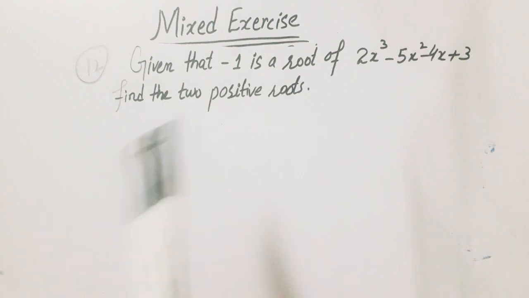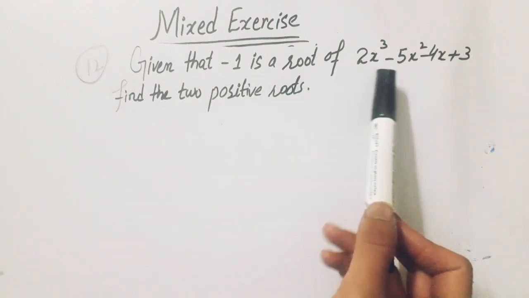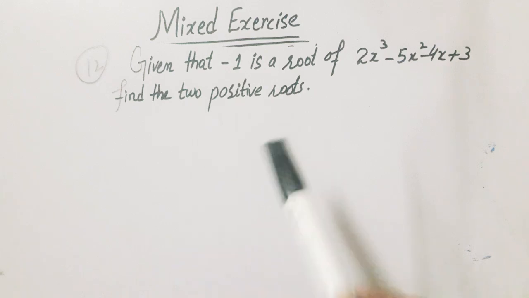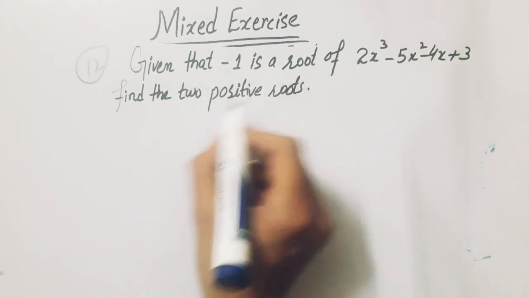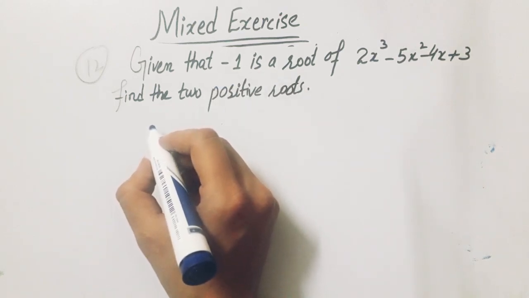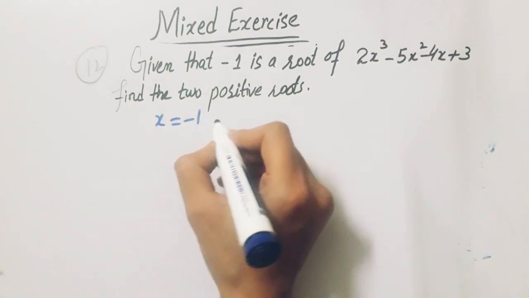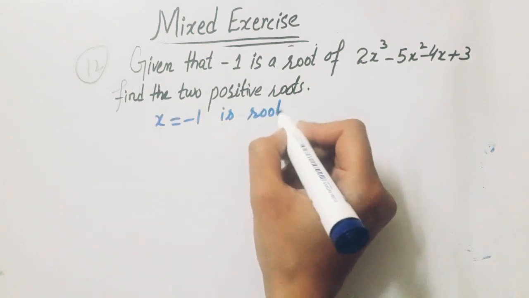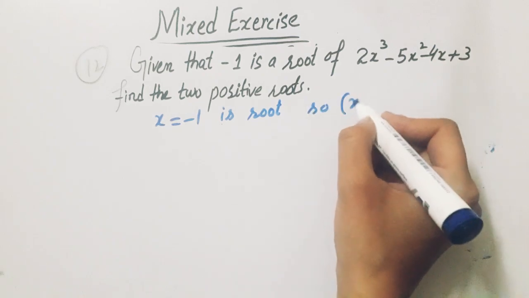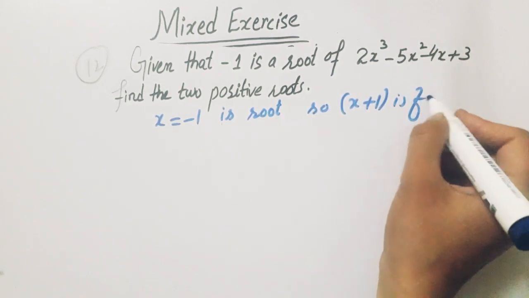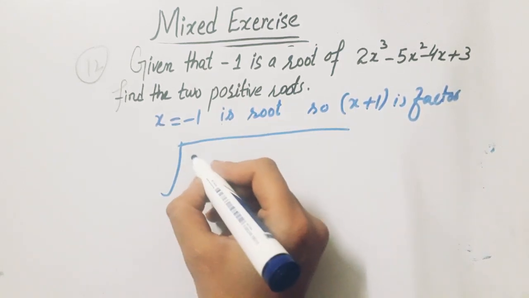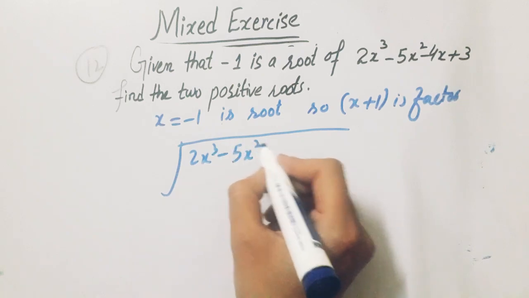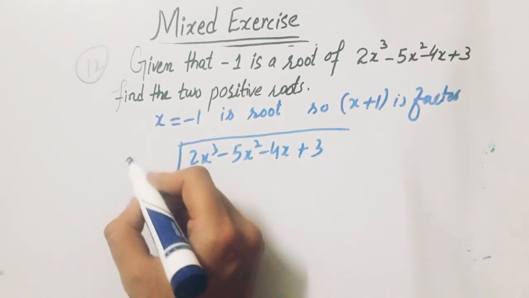Now in question number 12, given that minus 1 is a root of 2x cube minus 5x square minus 4x plus 3, find the two positive roots. We will have to find the other two positive roots. So given that minus 1 is a root, which means x is equal to minus 1 is a root. So x plus 1 is a factor. We will divide the expression by x plus 1. So 2x cube minus 5x square minus 4x plus 3, divide this by x plus 1.